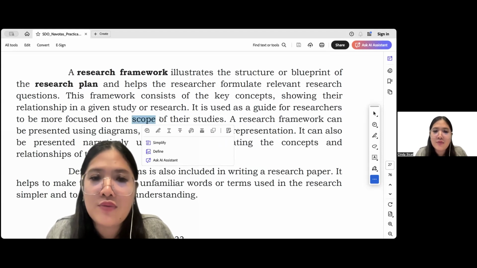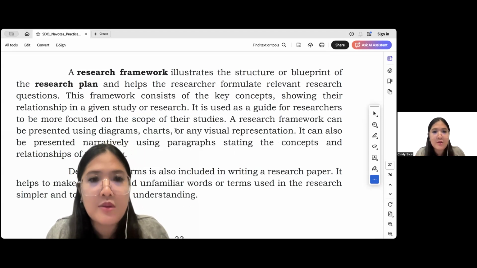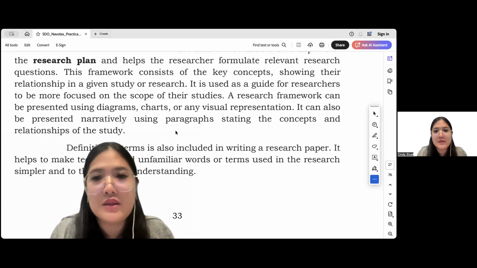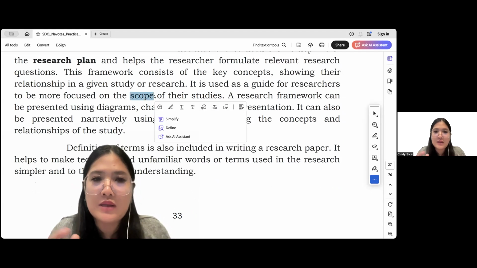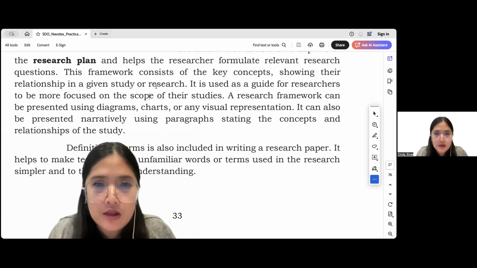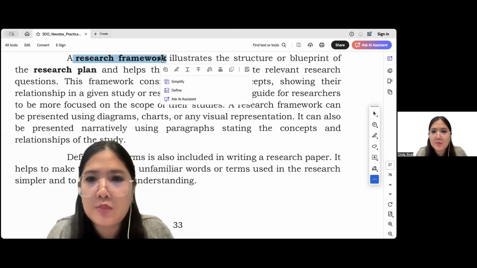We have discussed scope and delimitation last time. So I assume you still remember the difference between scope and delimitation. We are practically narrowing down our topic and we are further guided with the research framework.